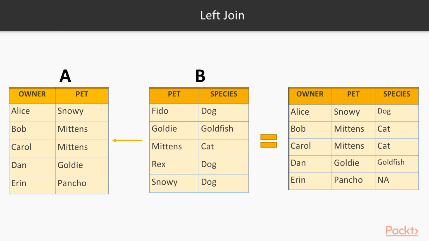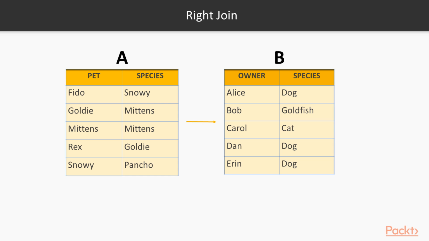Note that because Mittens appears twice in A, Mittens' species, cat, has been looked up twice in B and added to both rows. Note also that because Pancho doesn't appear in B, his species is given as NA in the join table. A left join will keep all the rows from A, even if they don't all have matches in B. A right join is very similar to a left join, except that A and B swap places.